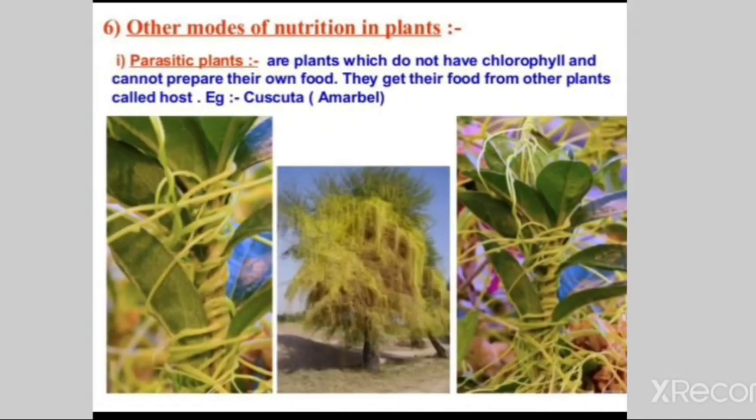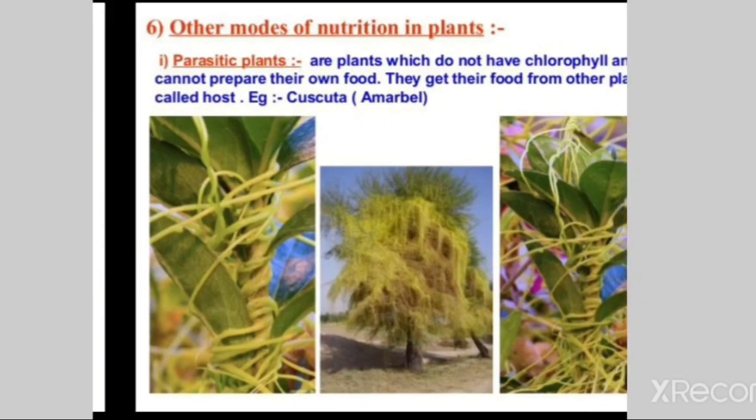Now we will read about the other modes of nutrition in plants. The first one is parasitic plants. These are plants which do not have chlorophyll and cannot prepare their own food. They get their food from other plants called hosts, and the example is amarbel.